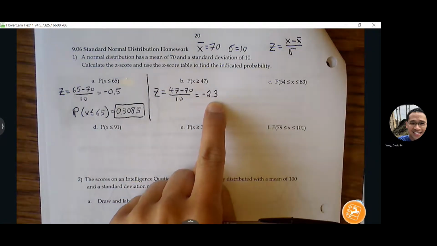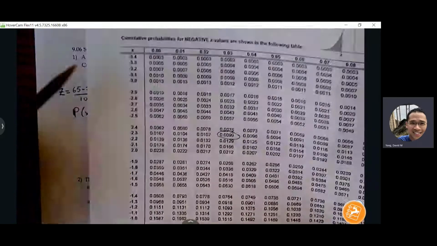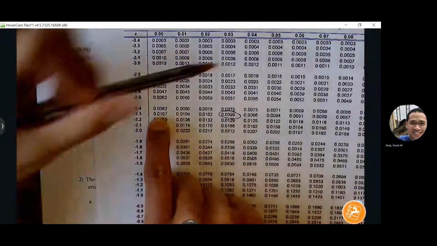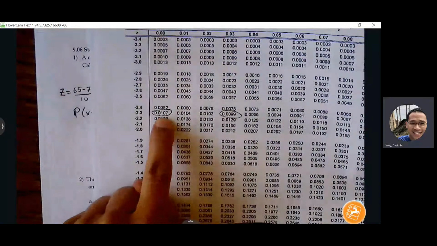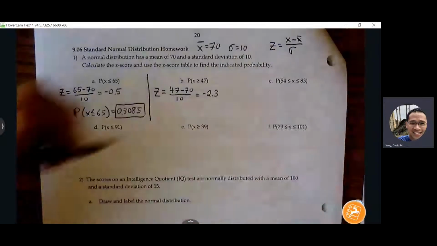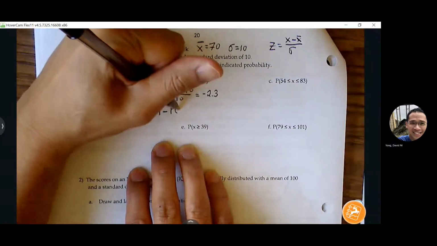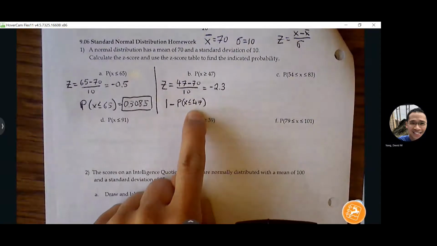Find the decimal. Negative 2.3 is on page 2. So negative 2.3. There we go. 0.0107, but is this going to be the final? Okay, I got to do what? Subtract from 1. Yep. So my probability is always going to be 1 minus what I found, because whatever you find on the chart is actually showing less than.